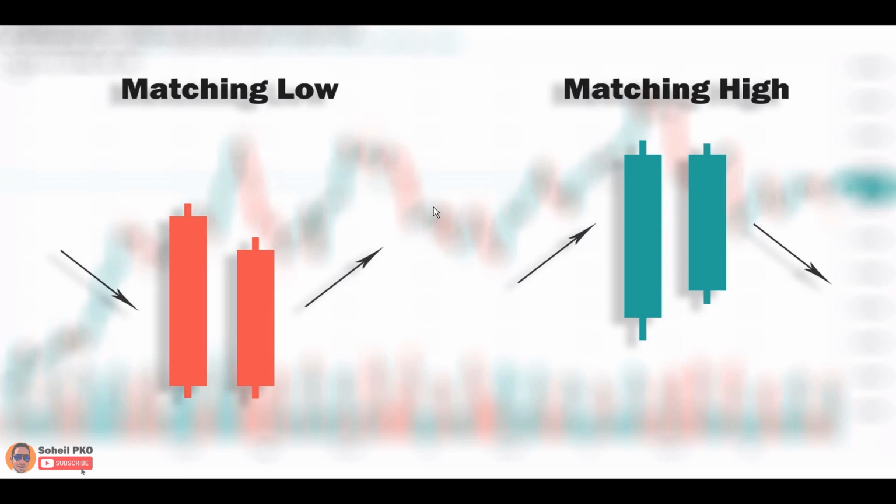which gives the possibility for reversal. And matching high is a bearish reversal pattern that happens at the end of uptrends or at resistance levels. The first candle is a long green candle and the second one is a shorter candle that opens in the body of the first candle and closes at the price level that the first candle closed, which shows that a resistance level is being established and there is a possibility of reversal and a change in the direction of the uptrend.